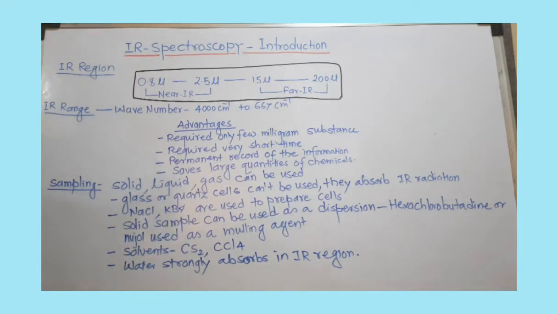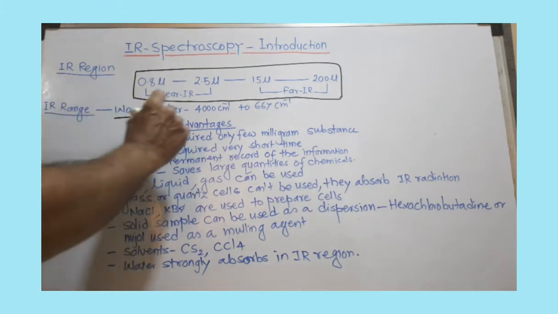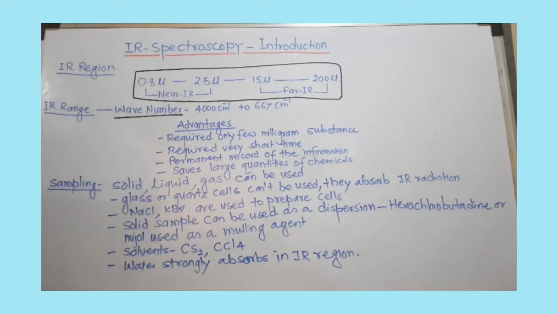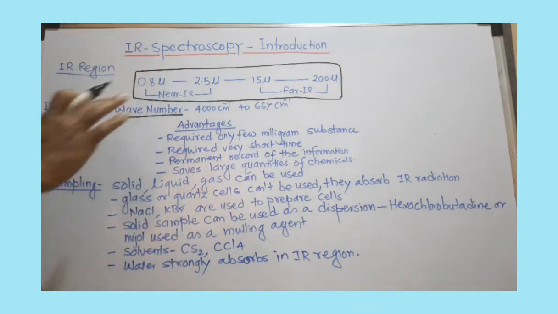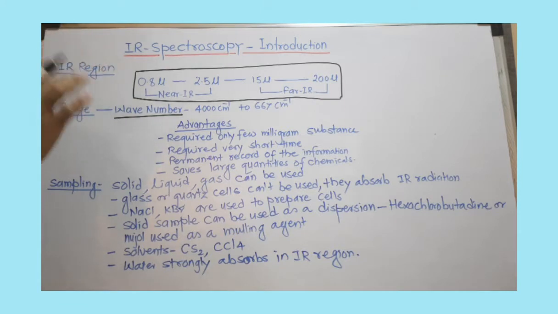So you remember two things. One is the range and another is its energy, meaning infrared radiation has energy less than ultraviolet and visible light, right? So when we express this region in terms of wave number, that is 1 upon lambda.